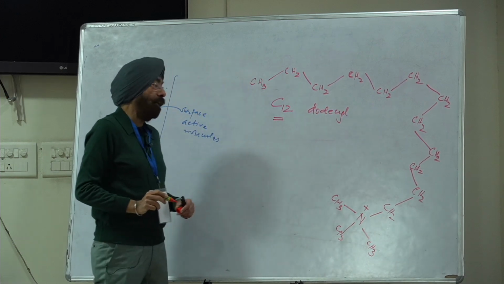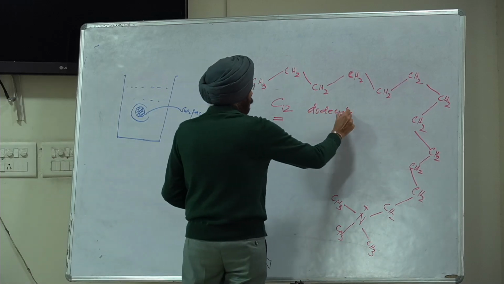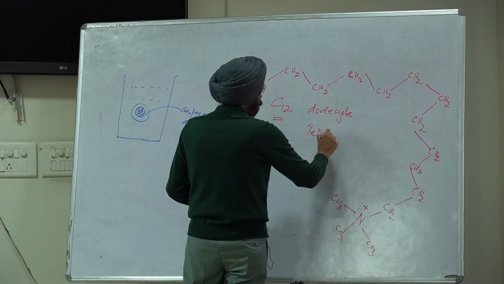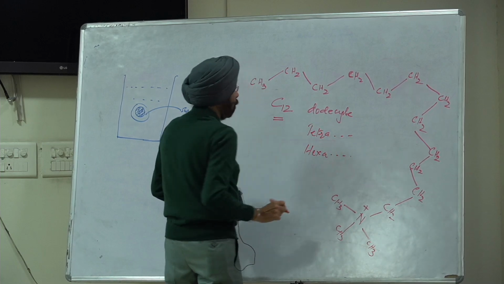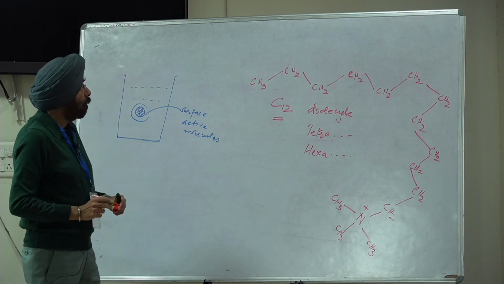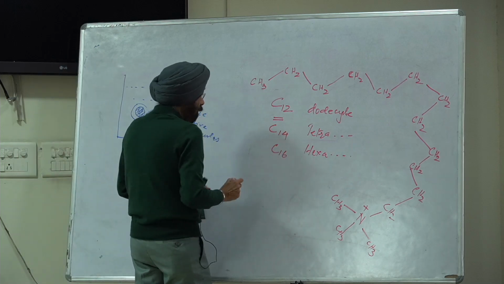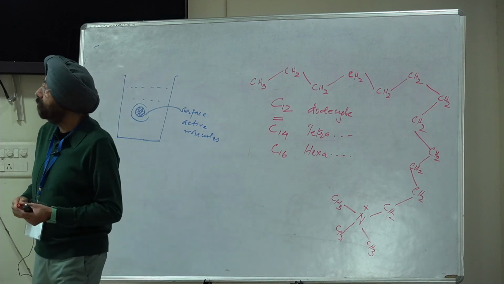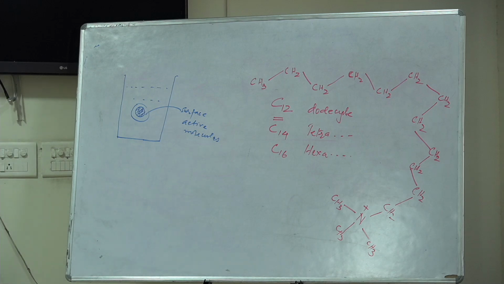So dodecyl hydrocarbon chain, and in this way you could have dodecyl, and likewise you have tetradecyl and hexadecyl. So the meaning for tetra is, there are C14 and C16 methylene groups present in the hydrocarbon chain. Right. On the basis of that, it is the nomenclature we use for the surface active molecules.